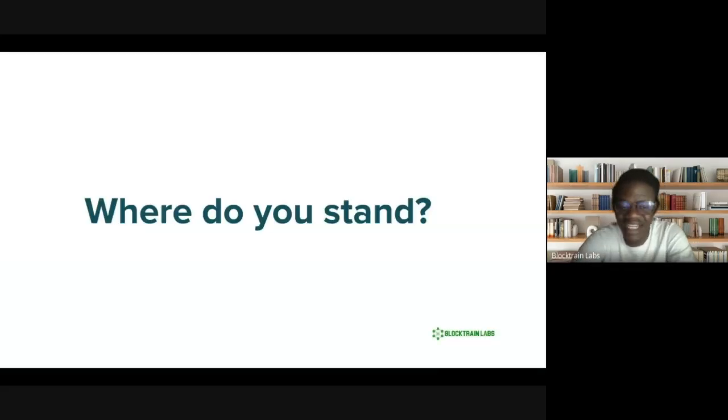Like I was saying initially, this is 2025, right? You've been hearing about the term blockchain, blockchain, blockchain. But I know there's one deep question that you have in mind, which is the question of where do I stand? How do I come in? Why should I come into the blockchain space? Those are very key and important questions.